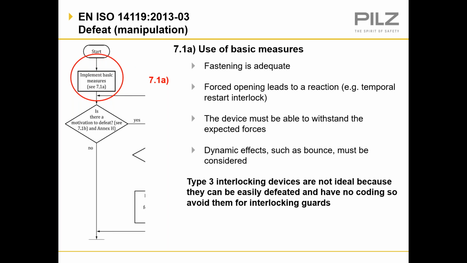7.1a, use of basic measures. So we need to look at basic measures when selecting interlocks. Make sure that the fastening is adequate. Forced opening leads to a reaction, so that could be a temporary restart, for instance. The device must be able to withstand expected forces, and dynamic effects such as bounce must be considered. And type 3 interlocking devices are not ideal because they can be easily defeated and have no coding, so avoid them for interlocking guards.